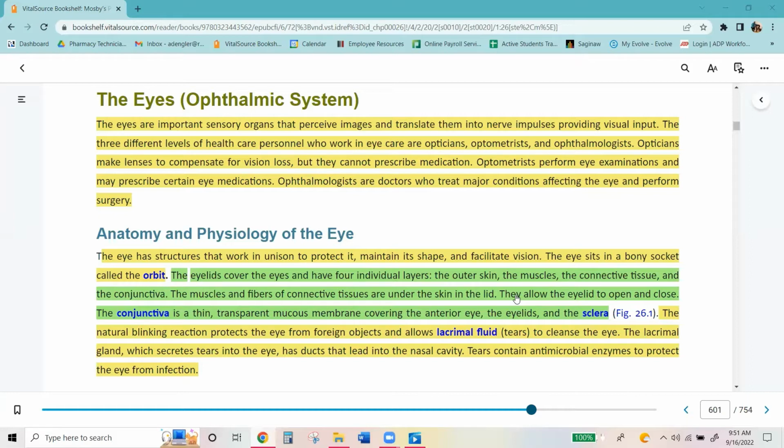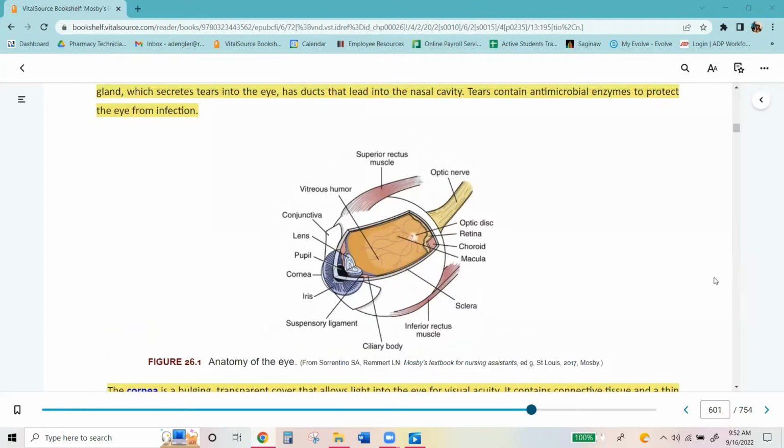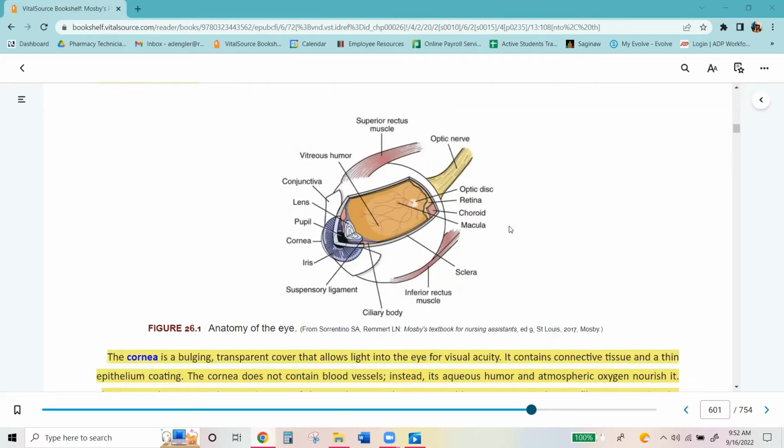The natural blinking reaction protects the eyes from foreign objects and allows lacrimal fluid, which is tears, to cleanse the eye. The lacrimal gland, which secretes tears into the eye, has ducts that lead into the nasal cavity. Tears contain antimicrobial enzymes to protect the eye from infection. And figure 26.1 is just the anatomy of the eye. You can see the conjunctiva, the sclera, the optic nerve.